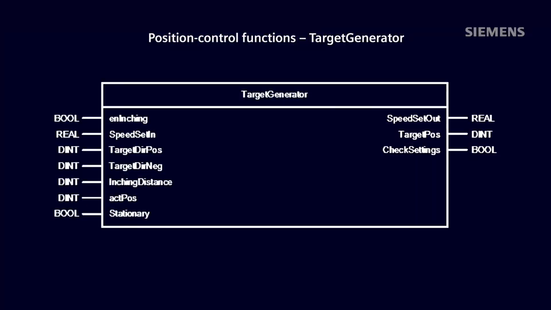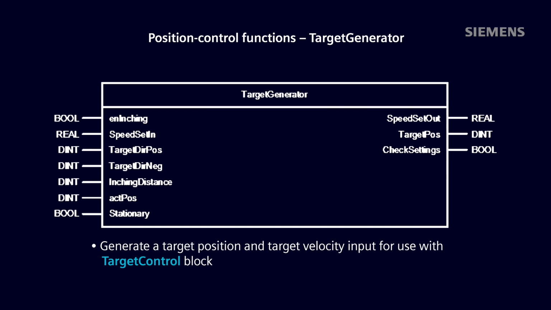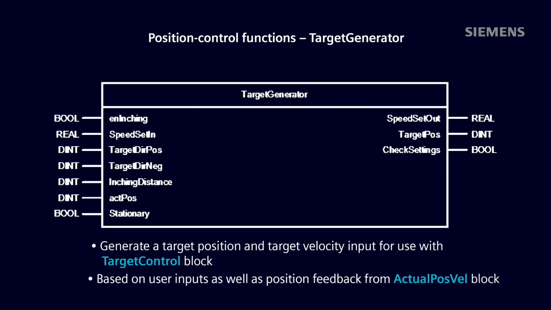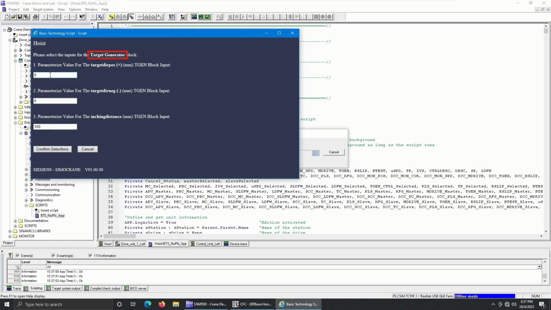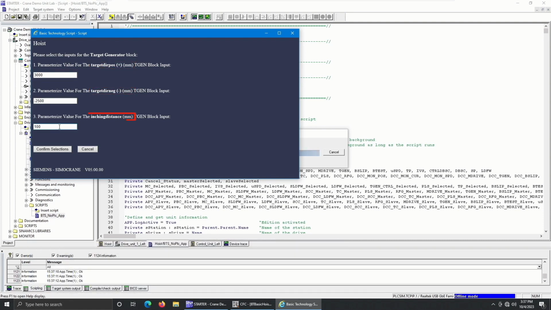Next, taking a look at the target generator block diagram, you can see the main block inputs and outputs. The target generator block is used to generate a target position and target velocity input for use with the target control block based on user inputs as well as position feedback from the actual position velocity block. During script setup of the target generator block, you can parameterize an exact target distance in millimeters and the target dir pos and target dir neg inputs. You can also specify an inching distance in millimeters if inching mode will be utilized.